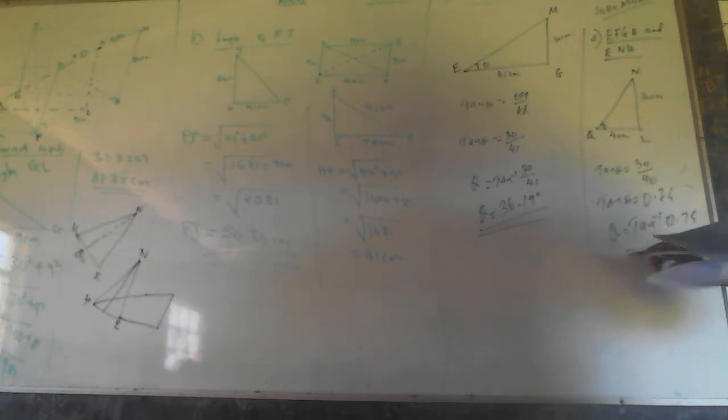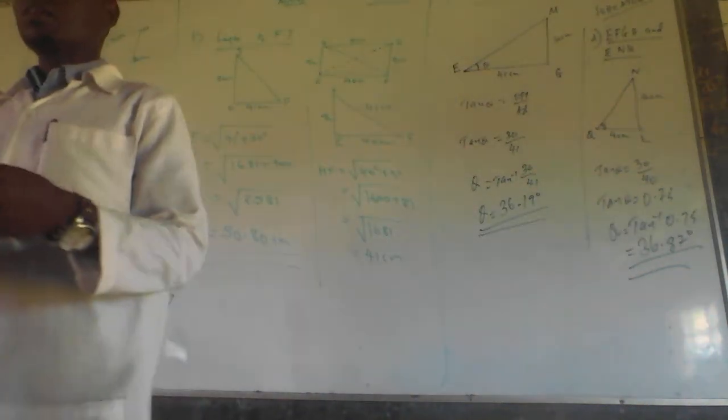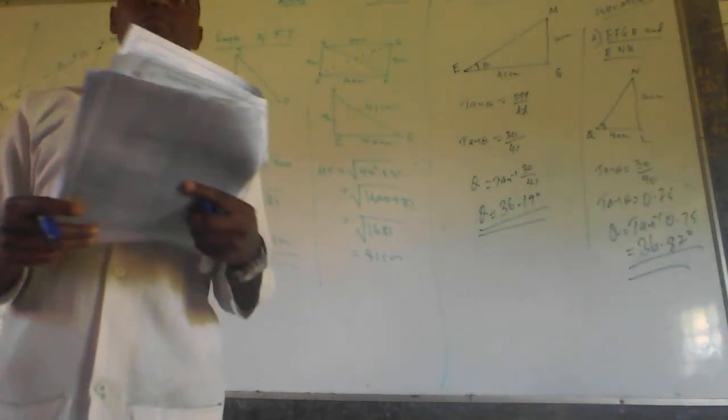Therefore, theta will be the same as what? The tan inverse of 0.75, which is 36.87 degrees. So that is the value of that angle that is dividing the two planes. Any question at that point?